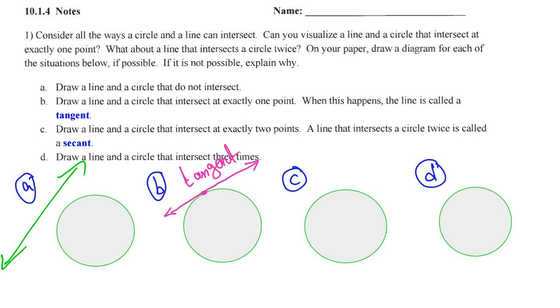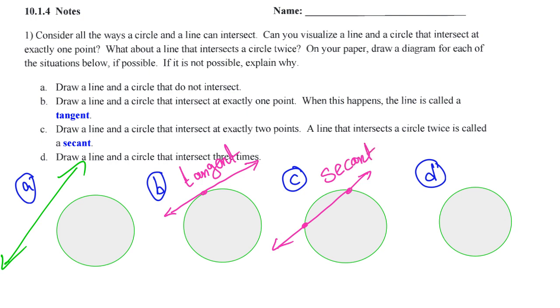Third scenario, draw a line and a circle that intersect at exactly 2 points. So when it intersects at 2 points, here we go. And when it intersects in 2 points, then we call this line a secant.